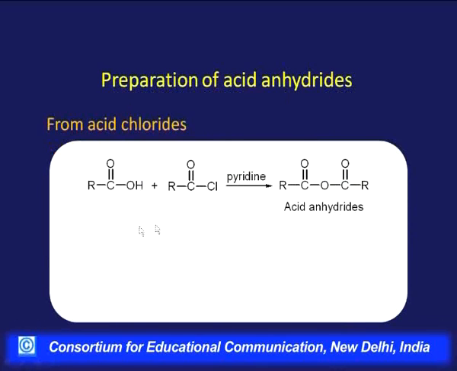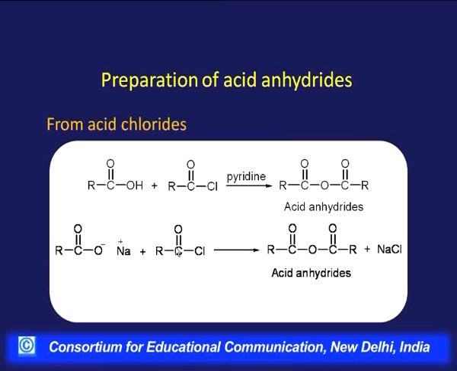Then mixed anhydride can also be obtained by treating acids with acid chlorides. We can have acid chloride or different acid reacting with some different carboxylic acid. They can lose a molecule of HCl, and when we want to remove a molecule of HCl, obviously we need some base, generally pyridine or some other tertiary amine is used, and we get acid anhydrides.